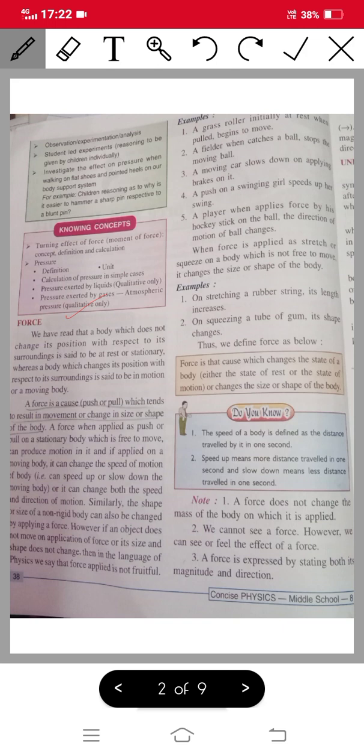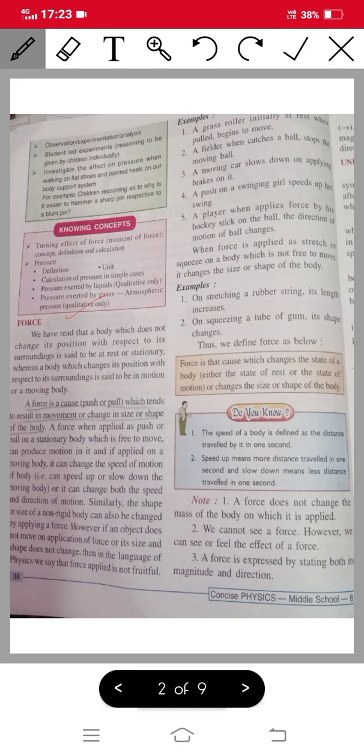A roller initially at rest begins to move when pulled. A fielder when catches a ball stops the moving ball, and further examples are given. So I am not going into each and every example because my basic aim is to clear the concept of force, pressure, and whatever topics are given in this chapter.